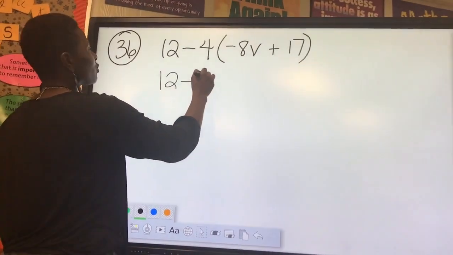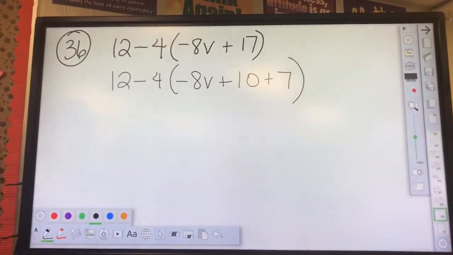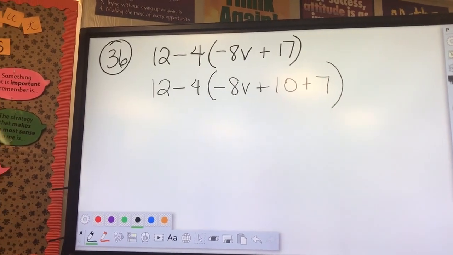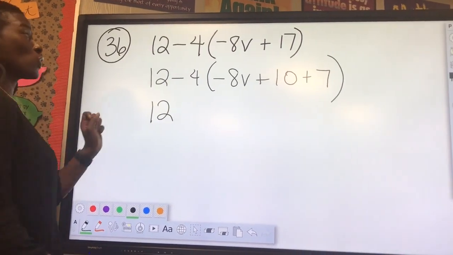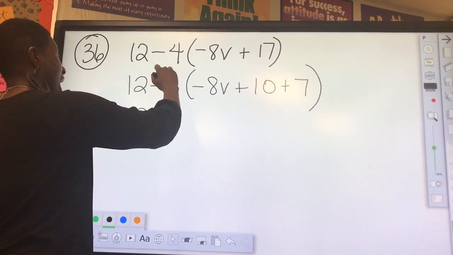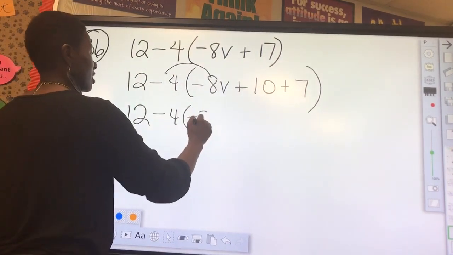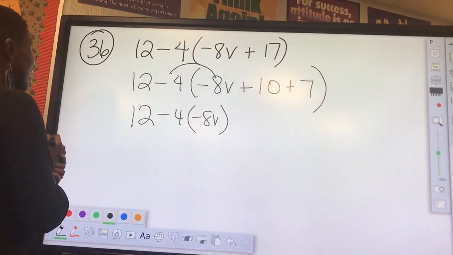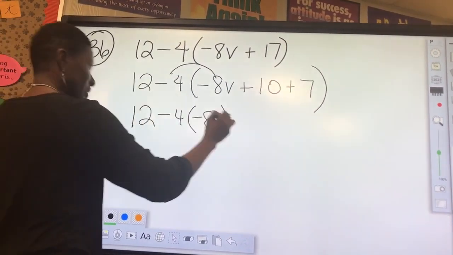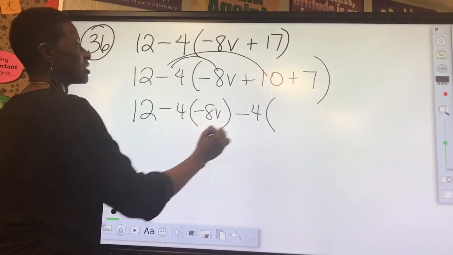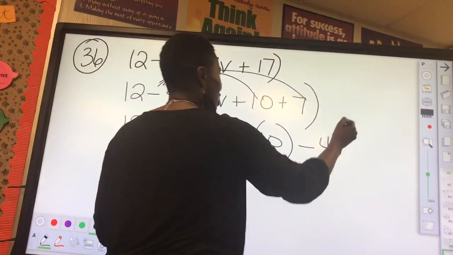So let's say 12 minus 4 times negative 8v plus 10 plus 7. Now bring down the 12. Then we put the negative 4 times negative 8v. Don't worry about the sign. What's your next step? Negative 4 times 10. Then negative 4 times 7. See how we keep going back?